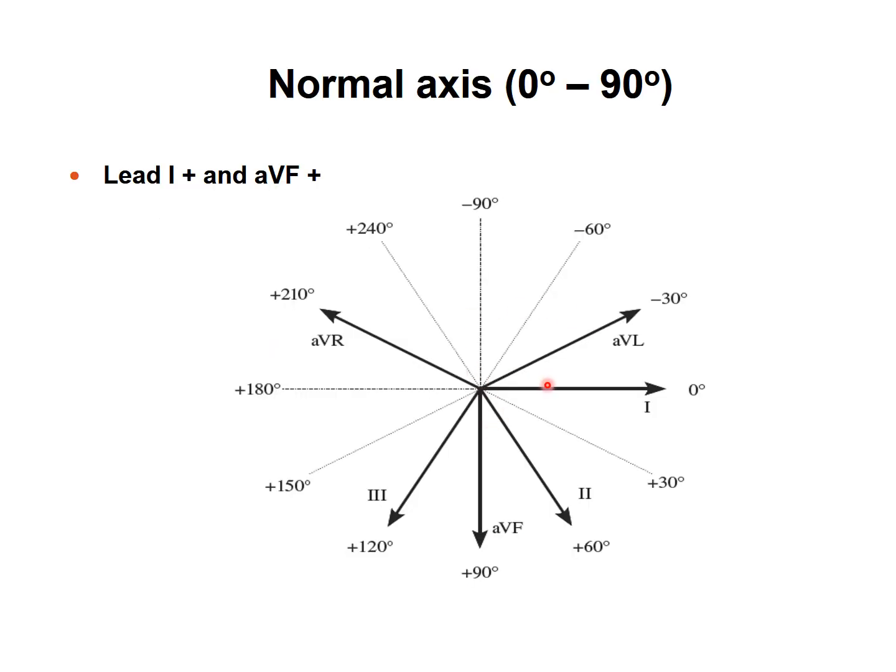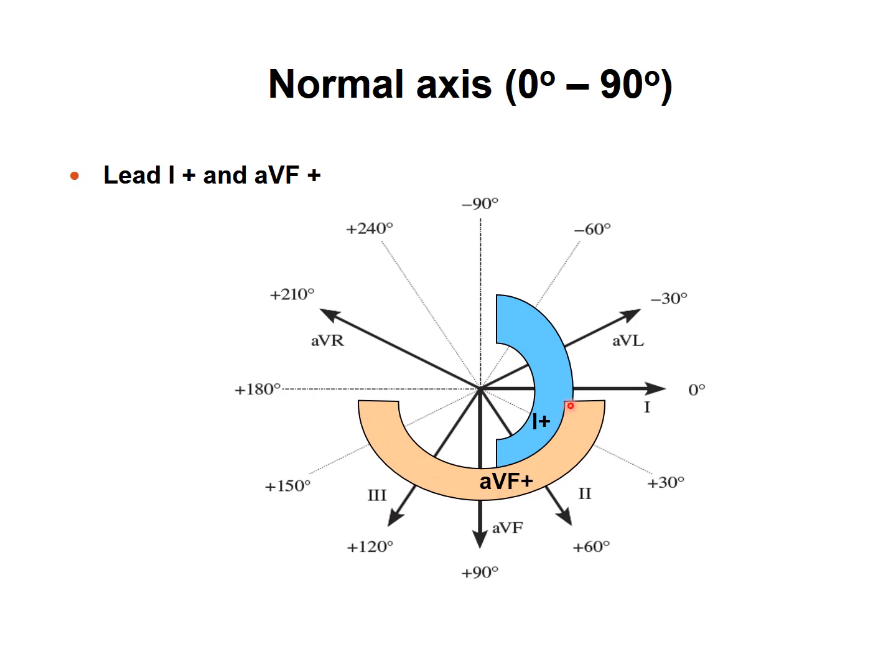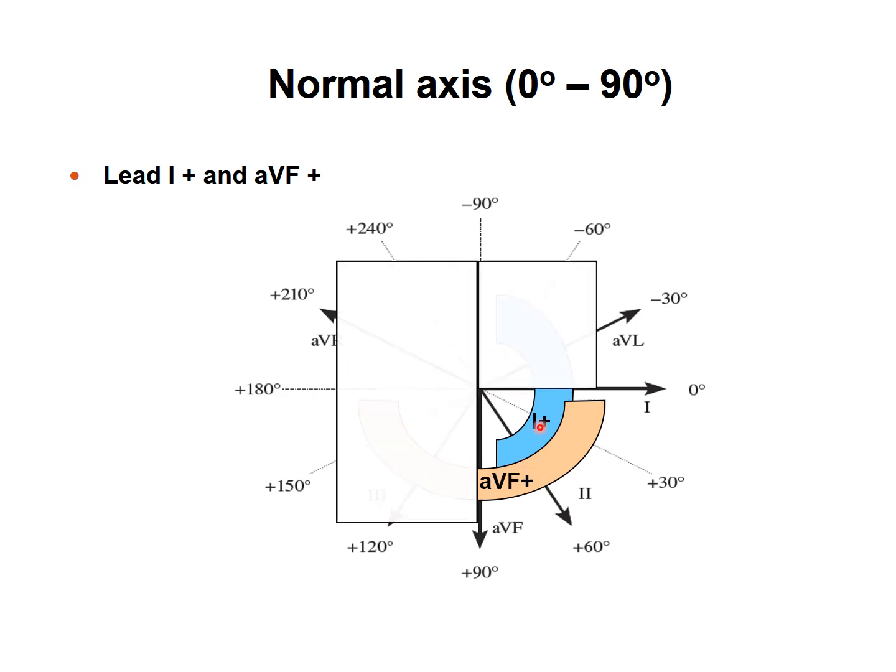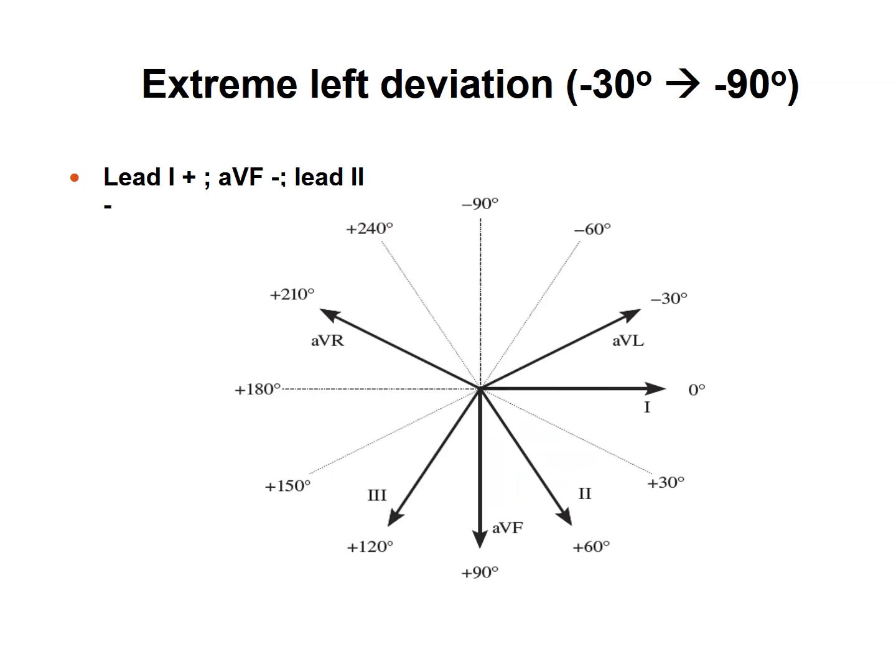Let's look at the normal axis. We said that lead number 1 is positive, so we are on the left side, and AVF is positive. Because these two should be true, only the common part is true, so the range is from 0 to 90. By looking at these two, immediately we can state the axis is normal.